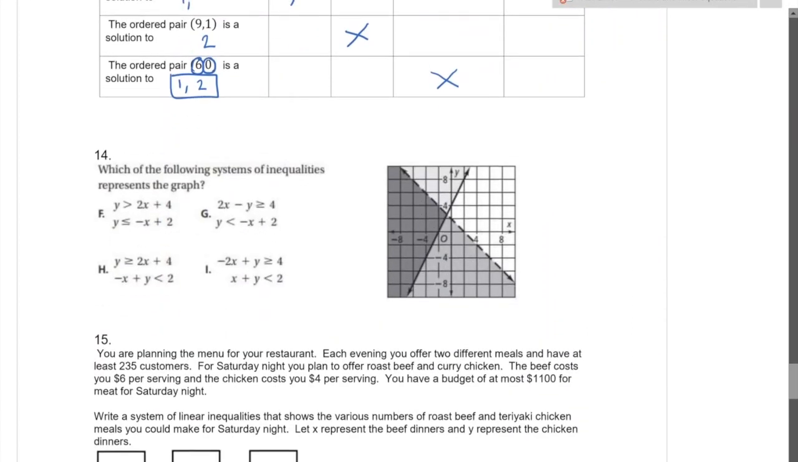Which of the following system of inequalities represents the graph? Okay. So first of all, let's try this one. My y-intercept for this one is 4. So there's a y-intercept of 4 here. But notice that this y-intercept is a solid line. This is not a solid line. So F is wrong already.